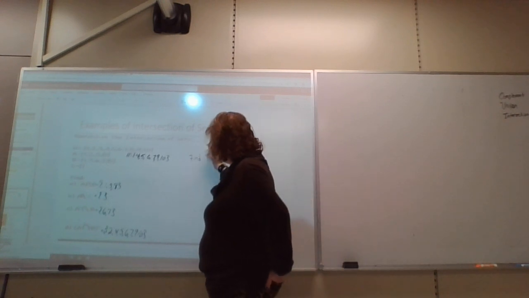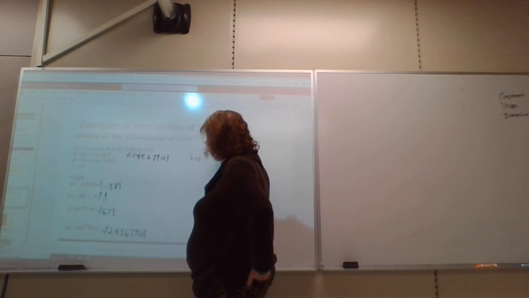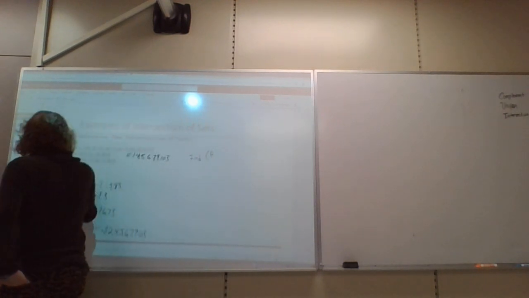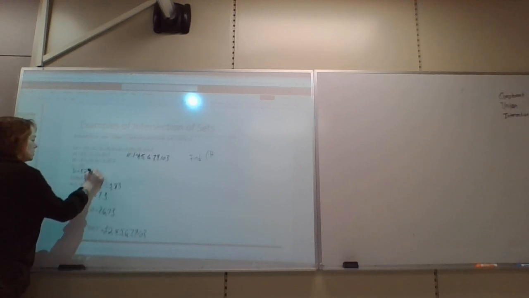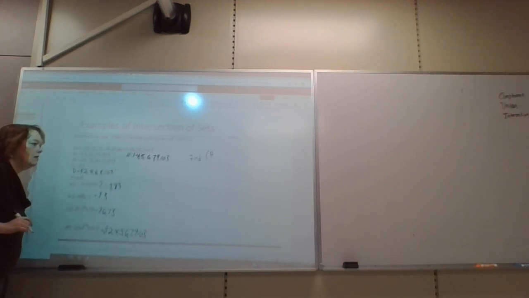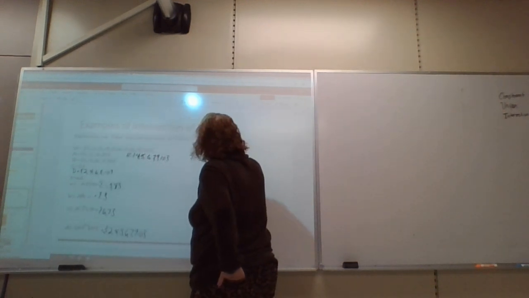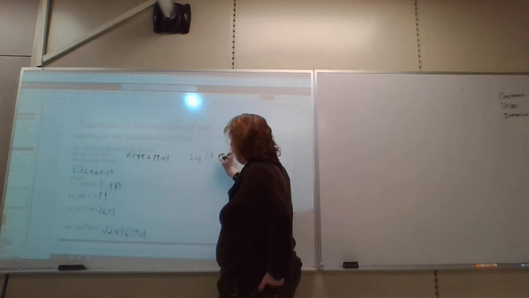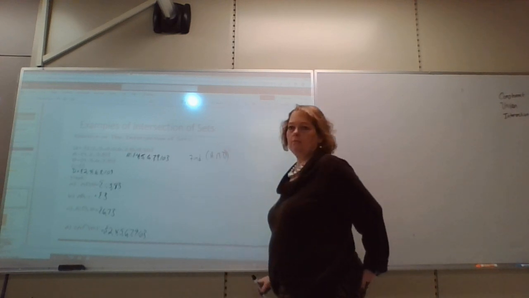So anyways, let's have a D here. Let's make D the even ones: 2, 4, 6, 8, 10. Okay? Let's find A intersect D complement. Right?